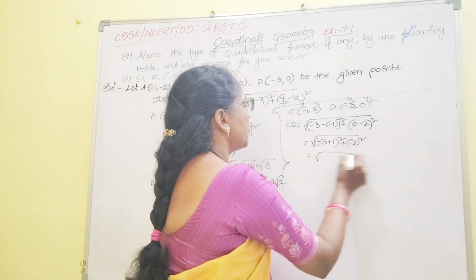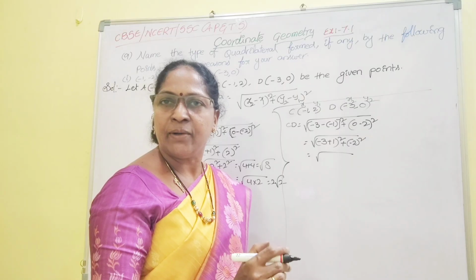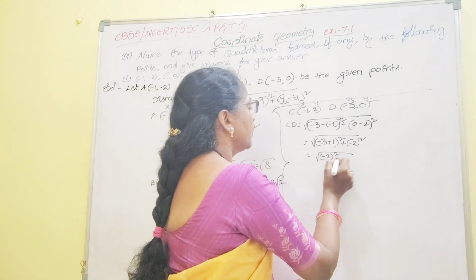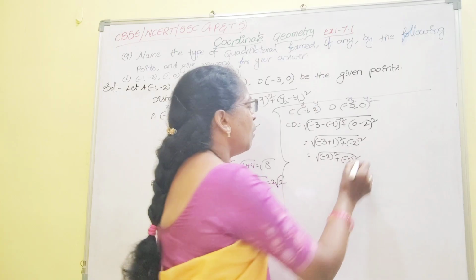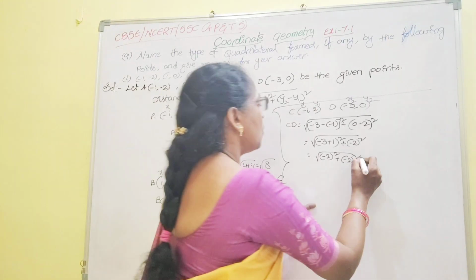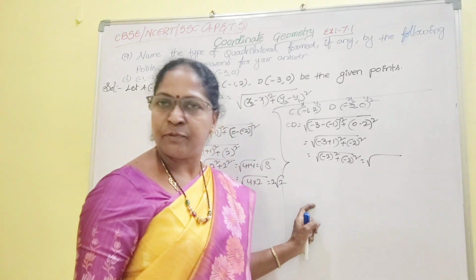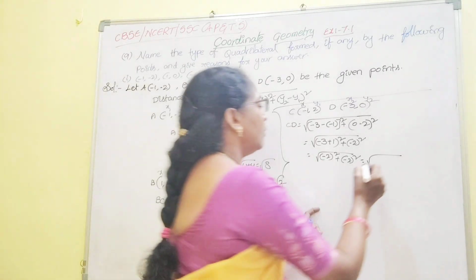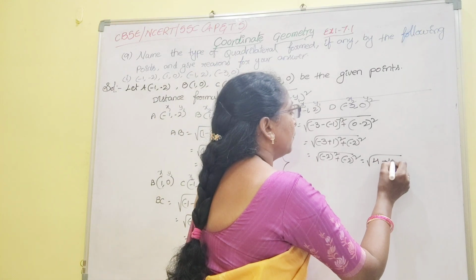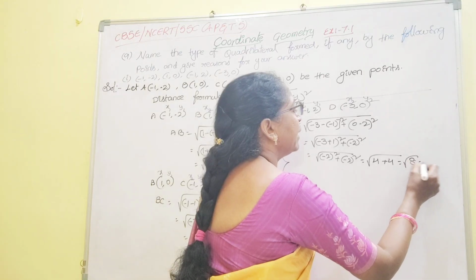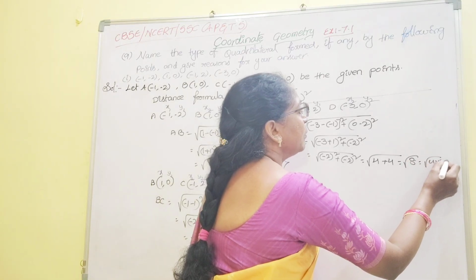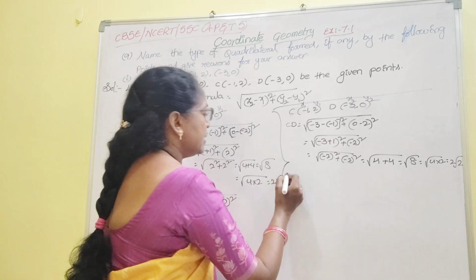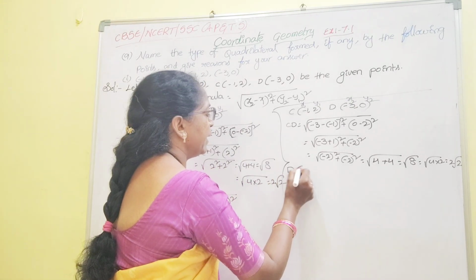That equals square root of minus 3 plus 1, how much? Minus 2. So minus 2 whole square plus minus 2 whole square. Where minus 2 whole square equals how much? Plus 4. Minus into minus is plus. So you will get plus 4. So 4 plus 4 equals square root of 8, which can be written as 4 into 2, that equals 2 root 2. Now distance of DA or AD.